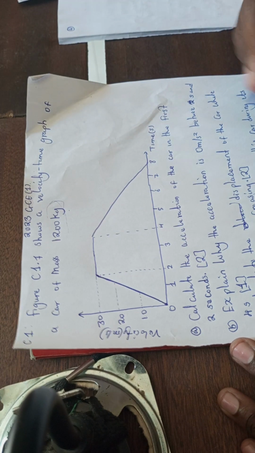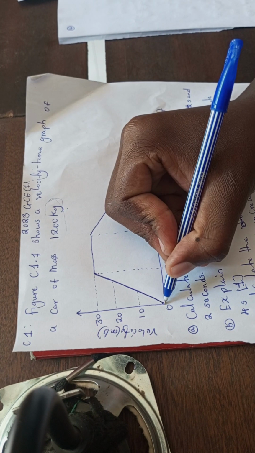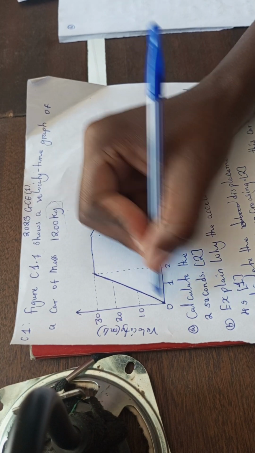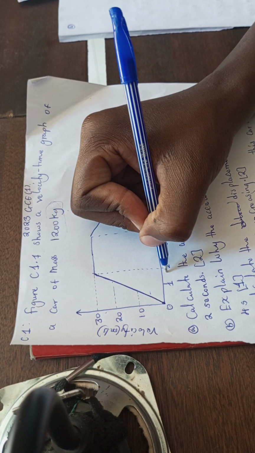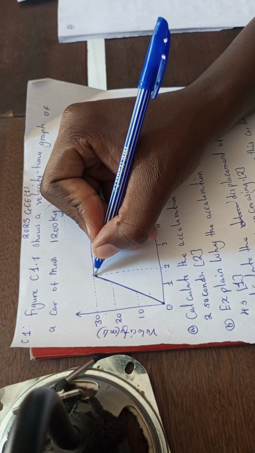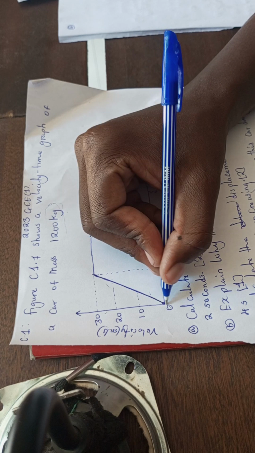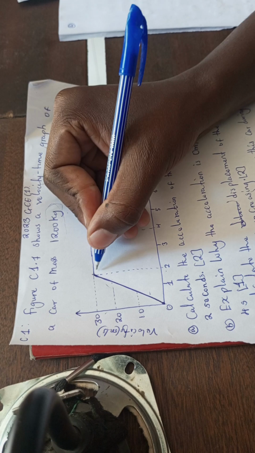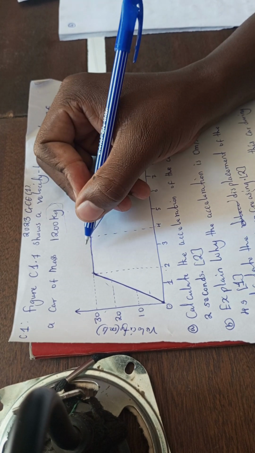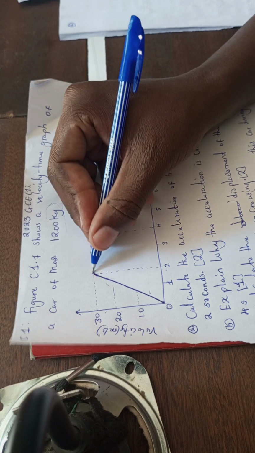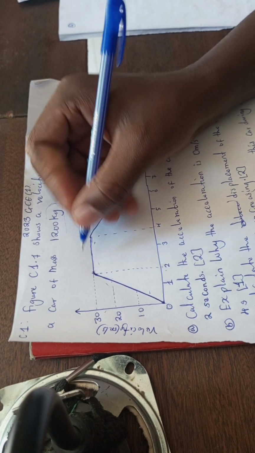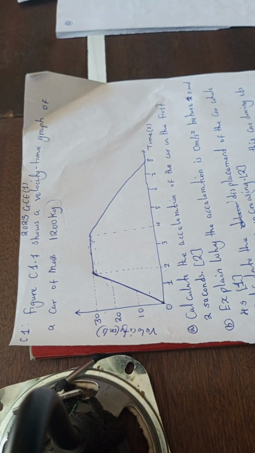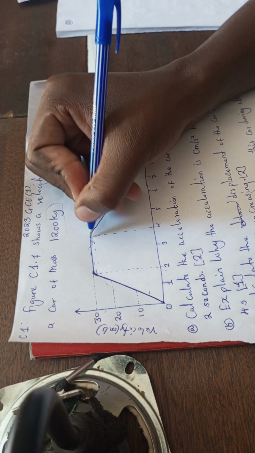Let's analyze this diagram before we begin answering. From 0 here, as the velocity is increasing with respect to time, this produces what's called acceleration. This straight line shows a constant acceleration. Now here the acceleration becomes 0 because there was no change in velocity. There is no change in speed.